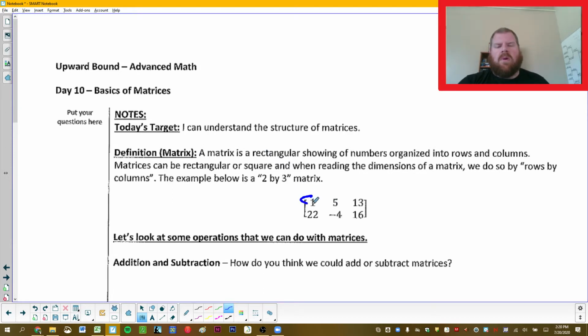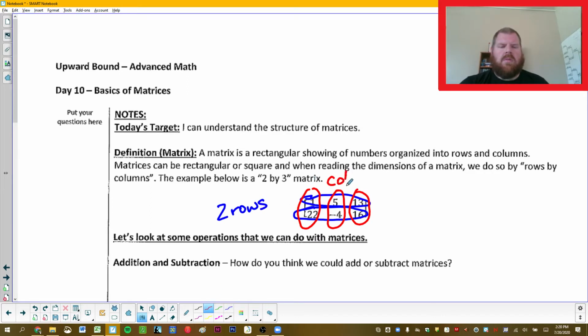The rows obviously go this way. These are my 2 rows, and my columns are vertical. So this matrix has 2 rows labeled in blue and 3 columns. So again, we say that this is a 2 by 3 matrix. And the dimensions are important. The order that we lay those out in is really important.